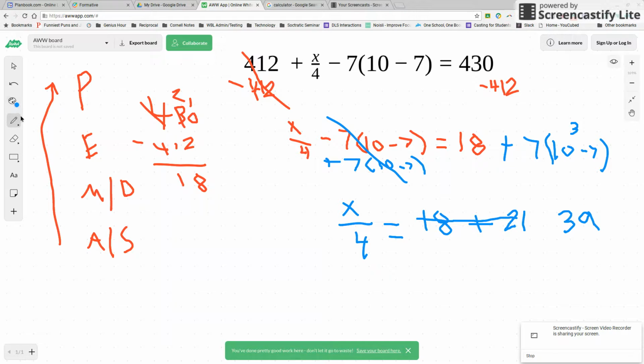We're doing one step at a time. Next thing I have to do is undo this divided by 4. Well, how do I do that? Well, I multiply by 4. If I multiply by 4, boom, that cancels out. I have 39 over here. I multiply by 4, which leaves me x equals 39 times 4. And once I solve that problem, I know what x is. We're going one step at a time.